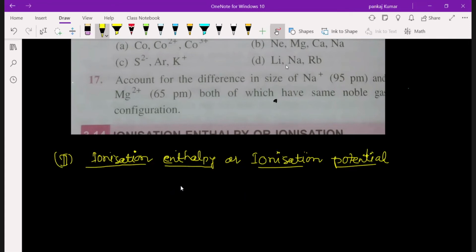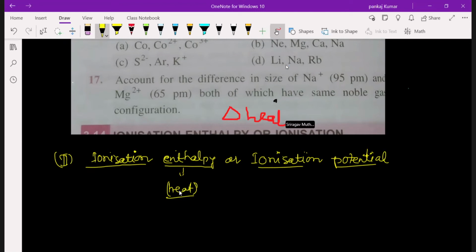If you have any problem, you can ask me now. What is ionization enthalpy and ionization potential? Actually, what is the real meaning of enthalpy? Enthalpy means heat. Change of heat takes place at constant pressure. When the pressure of the atmosphere is constant, whatever heat change or transfer of energy takes place from one substance to another substance is called heat or enthalpy.